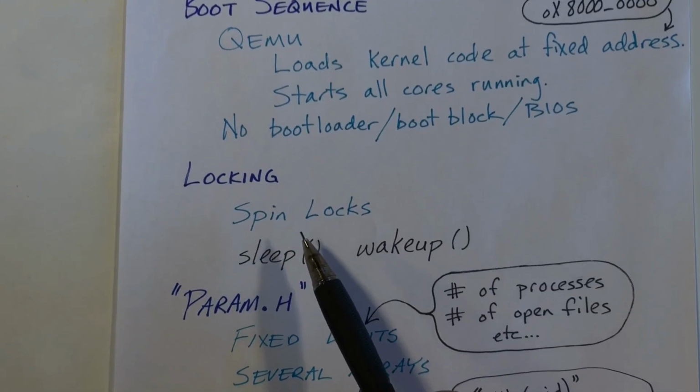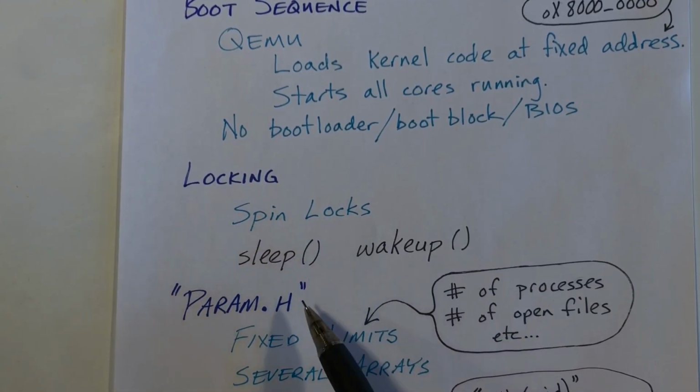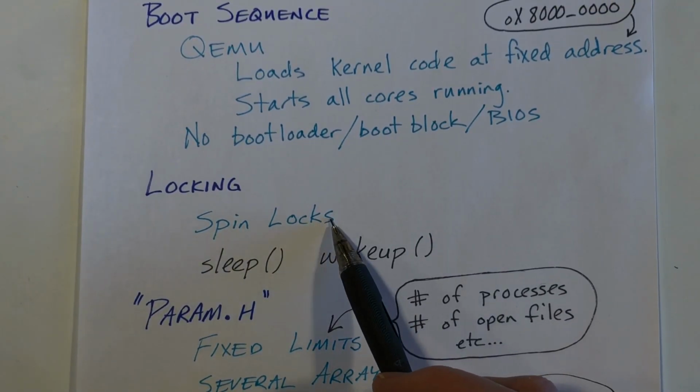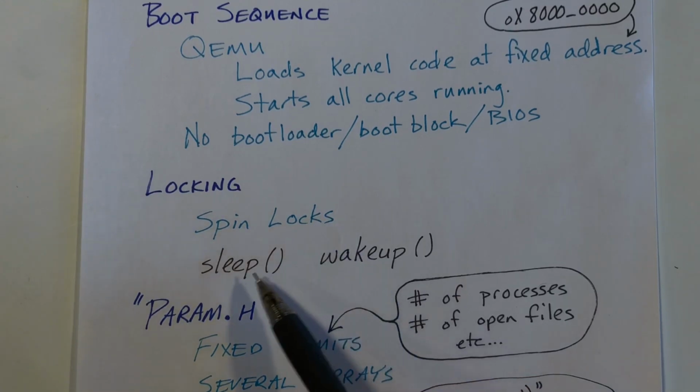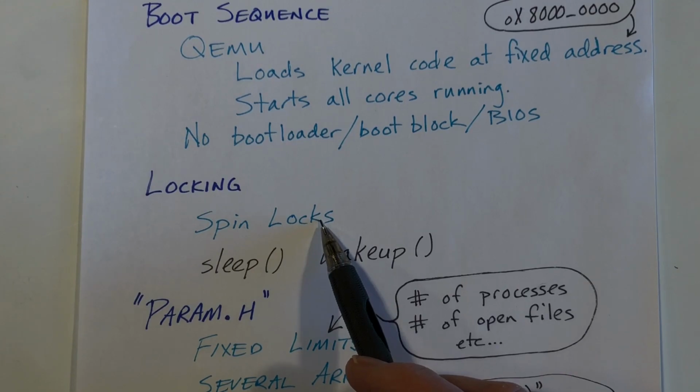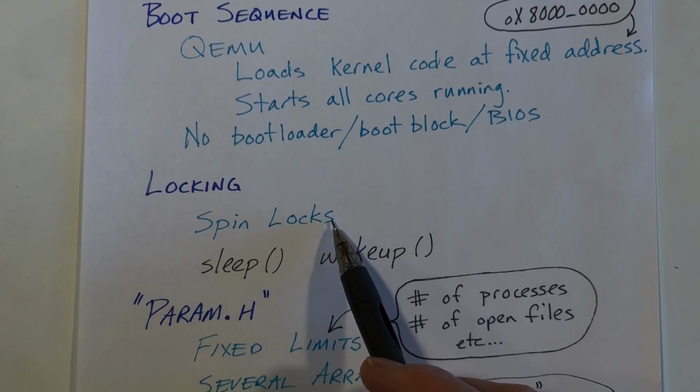xv6 uses a couple of techniques for locking and concurrency control. Spin locks are used, and there are two functions, sleep and wake up. With spin locks, you have two functions. They're called acquire and release, and there's a single word in memory. That word is 0 if the lock is free or unheld, and it is 1 if the lock is busy or is locked, being held by some process.